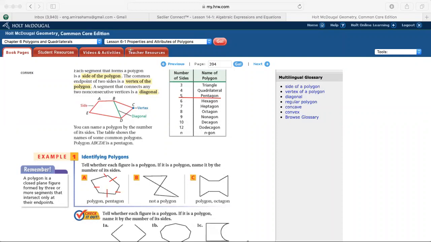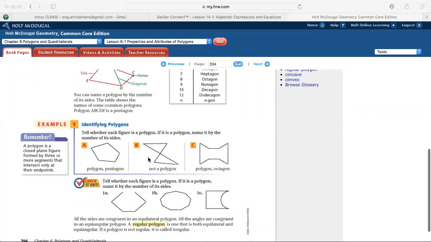This one, yes, it is a normal polygon. So let's count the number of sides. 1, 2, 3, 4, 5, 6, 7, 8. 8 is called an octagon. Okay, girls? Okay.